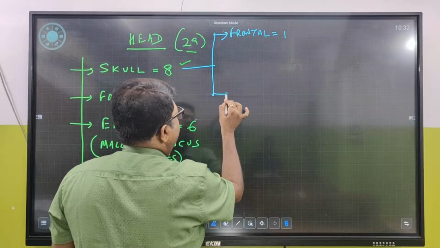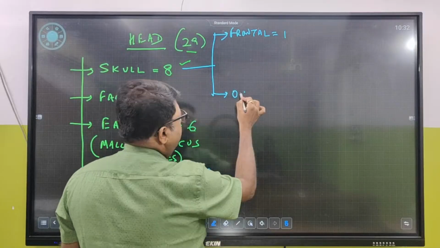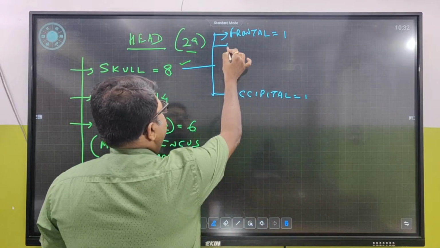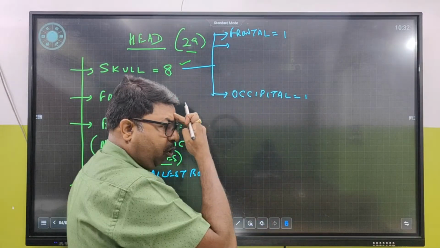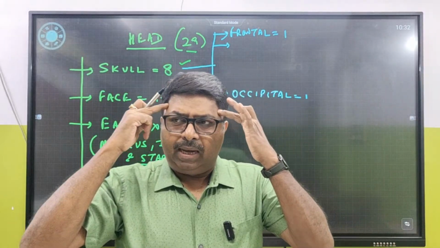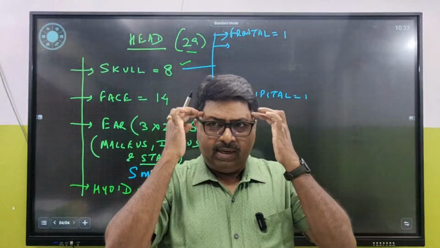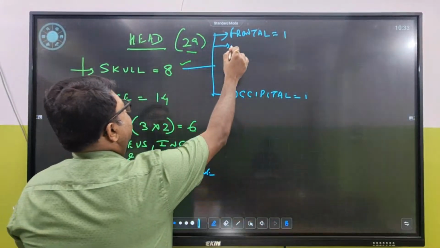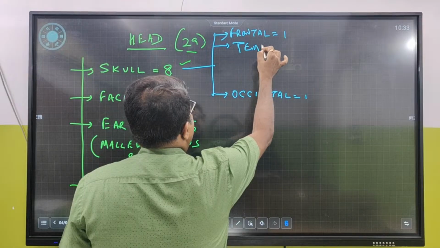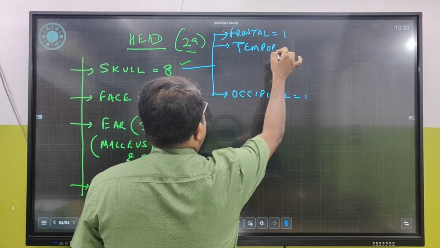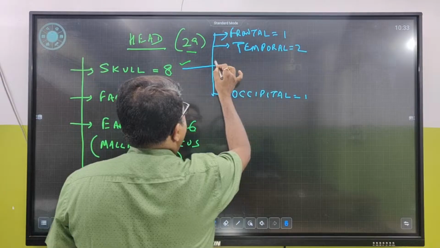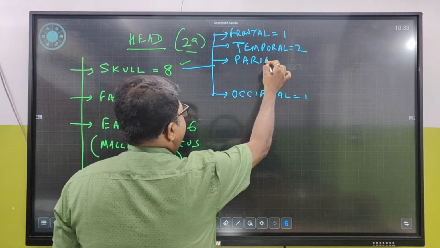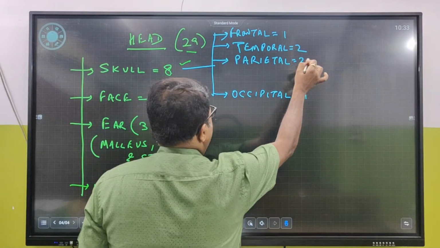And at the back over here is called occipital bone. Only one occipital bone is there. Just next to the frontal, lateral to this frontal part, is called temporal. So 2 bones are there as temporal bone. Then there are 2 of them just next to it. These 2 sides are parietal bone, which are also 2 in number.